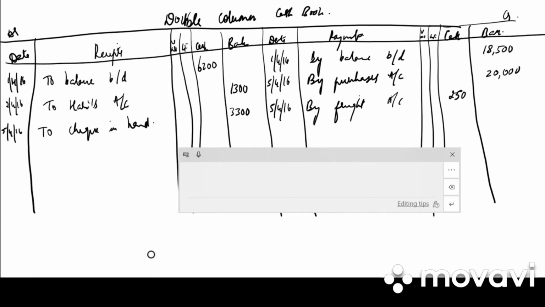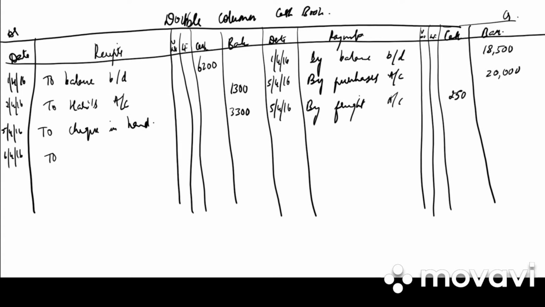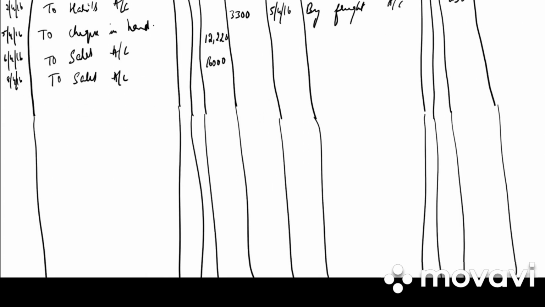Next, sold goods for cash. So on 6th April we have to sales account. How much is it? In the cash column 12,220. Then again on 8th April we have sales. So to sales account, cash column 16,000. Then on 9th April we have sale proceeds of April 8 deposited into bank. So it's a contra entry. So to cash account, contra entry in the bank column we have 16,000.